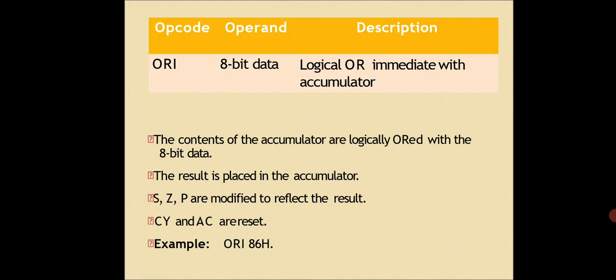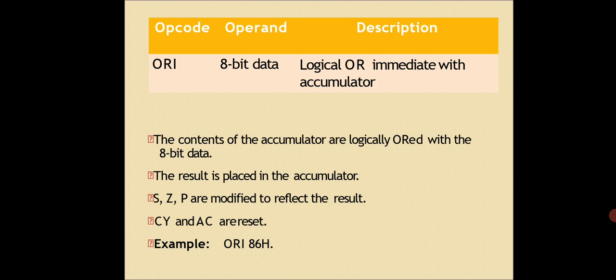The next instruction is the ORI. ORI stands for OR immediate with accumulator. This is also a 2-byte instruction. It uses immediate addressing mode. The second byte is immediate 8-bit data. The result is stored in the accumulator itself. S, Z, P flags are modified to reflect the result.